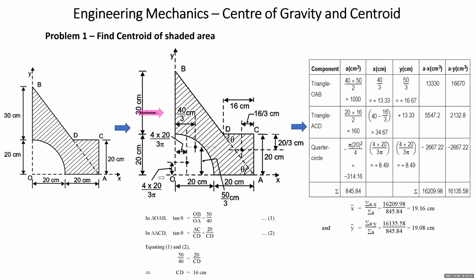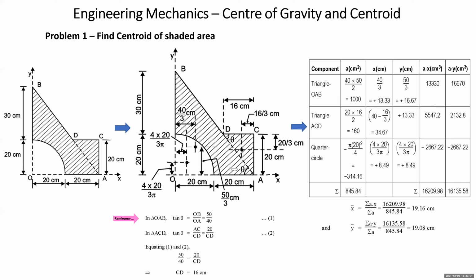You can see that in triangle OAB, if I write this angle as theta, tan theta will be OB upon OA. Can you see here? In triangle OAB, tan theta is what? OB upon OA. OB is 50, OA is given as 40. So this is your one relation.